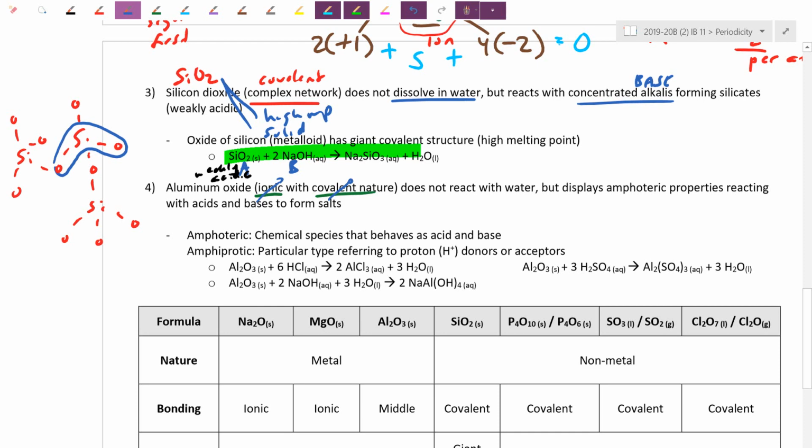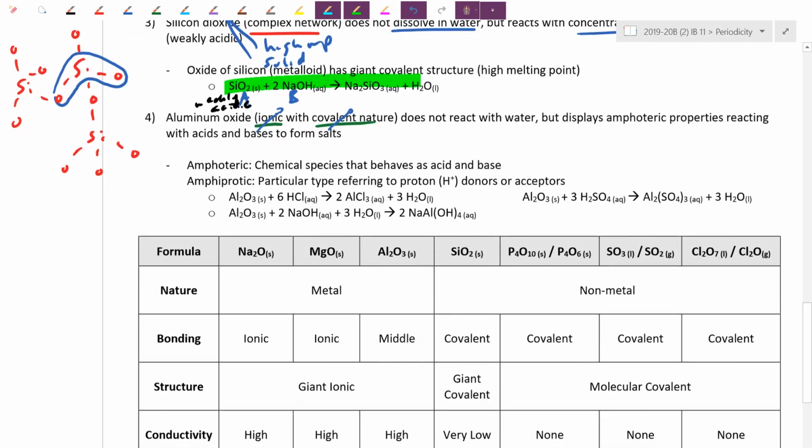So in this case here, aluminum oxide is our one example that shows amphoteric, or you can even call them amphiprotic. There's a slight technical definition. You can read those two there. But basically, we're saying this guy here can behave either as acid or base. It can do both. And what it's going to depend on is what else it's reacting with.